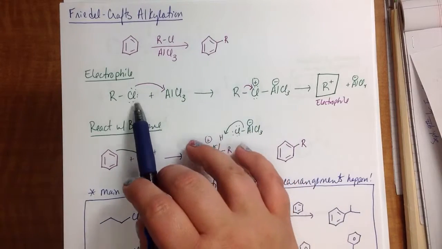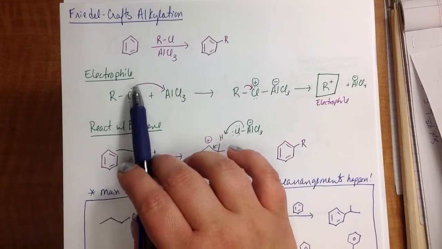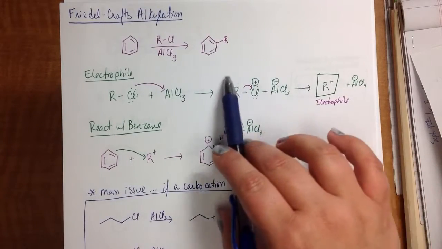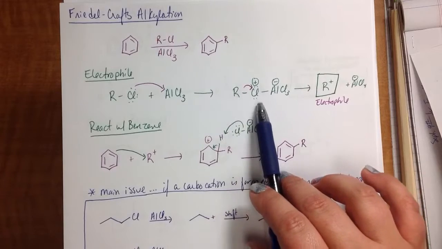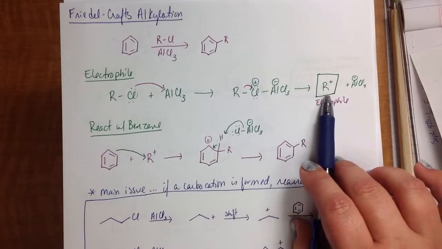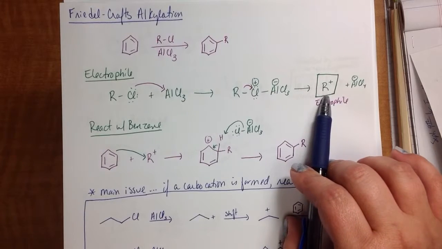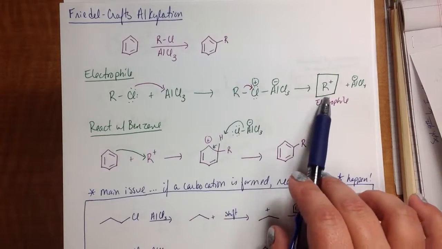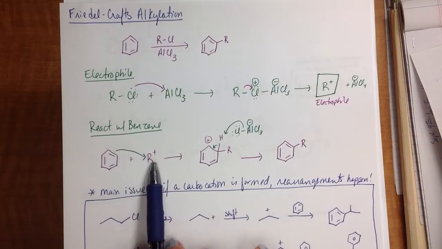And here's how we form the electrophile. Electrons go from the chlorine to the AlCl3. Gives you this sort of strange intermediate. Forcing, because chlorine does not like to have a positive charge, these electrons leave. And you end up with an electrophile of just R plus and AlCl4. So there's our electrophile. Electrons come from benzene.